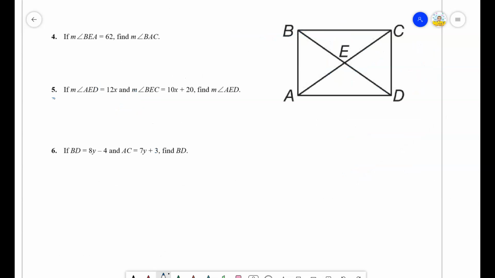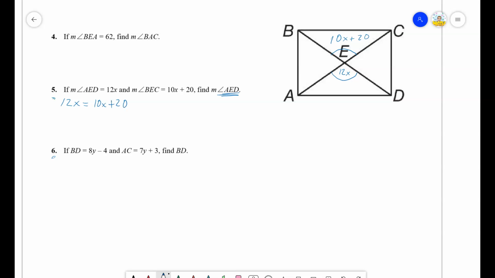Okay, now we're looking at 5 and 6 to finish up our algebra examples here. Again, we're focusing in on some angle situations. So they tell me that the measure of angle AED, let's see where that lives, is 12x. So that's an angle. We're talking about this position here is 12x. Then they tell me that BEC is 10x plus 20. Well, where's BEC? Those angles are vertical. So right away, I'm going to write down over here that I know 12x has to be equal to 10x plus 20.